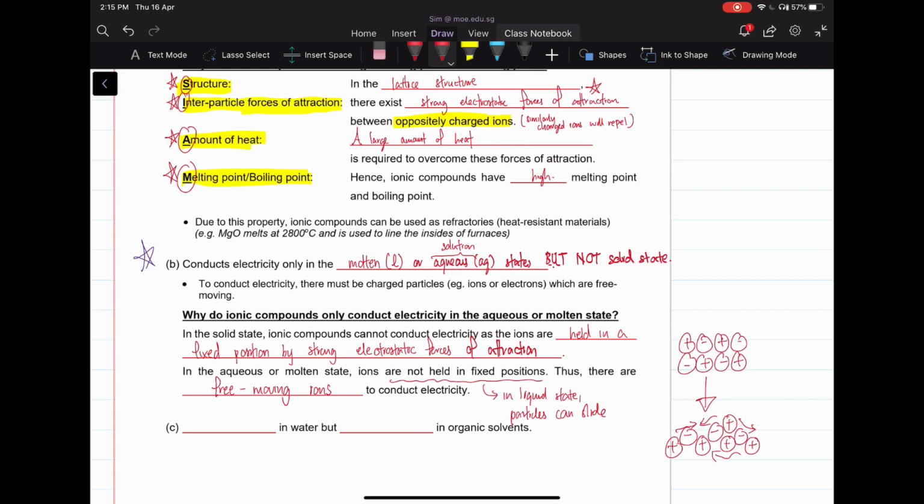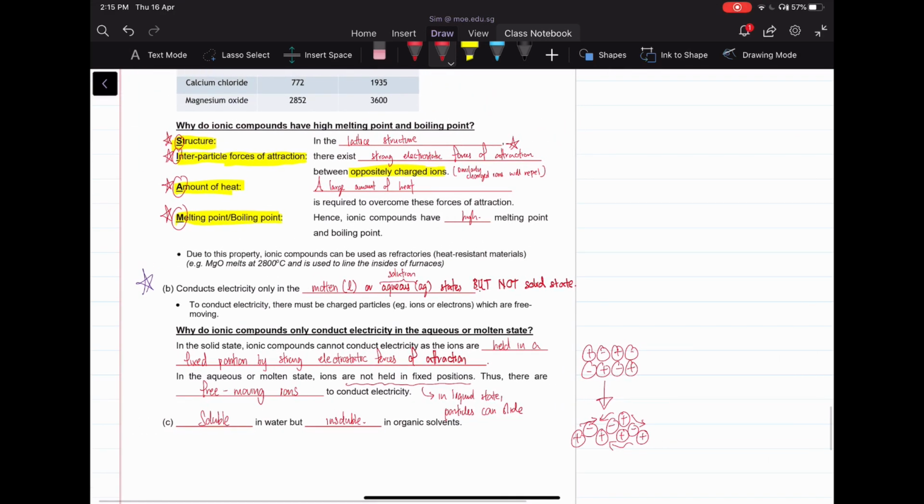Okay, and last but not least, ionic compounds are soluble in water most of the time, but insoluble in what I call organic solvents. You'll learn more about organic solvents in the last chapter of the entire syllabus. Alright, so this is how we can use the ionic bond, or the electrostatic force of attraction, to explain the different physical properties. And this is for ionic compounds themselves.